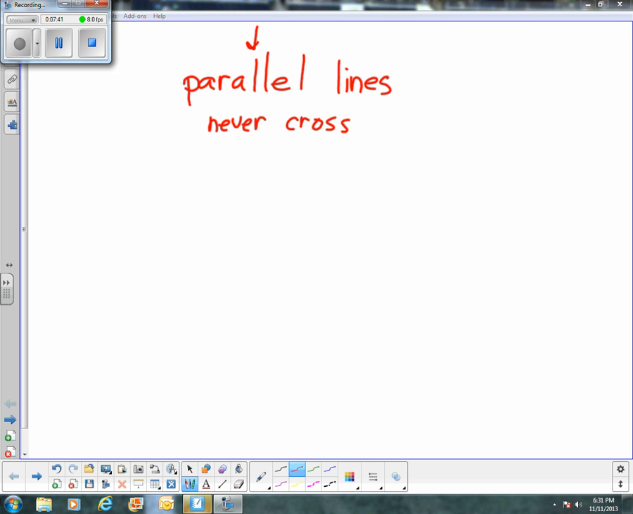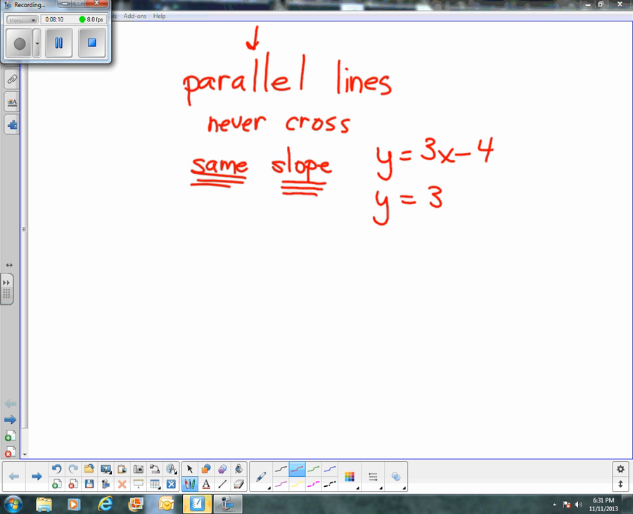They are called parallel. Parallel lines have the same slope. It will be the same coefficient, the same number, and the same sign. So y equals 3x minus 4, and y equals 3x plus 1 will be parallel because the slope in both cases is 3. So those two lines are parallel.